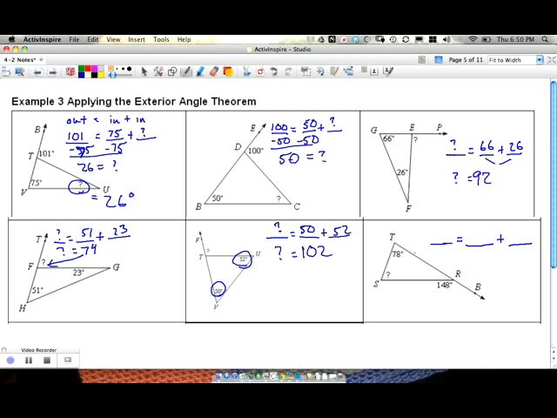So we got the outside piece, which is 148. The inside pieces, I got 78 plus the question mark. So I'm going to subtract 78 from both sides. That's going to give me 8 minus 8 is 0. 14 minus 7 is 7. So 70 equals the question mark. This would be 70 degrees.